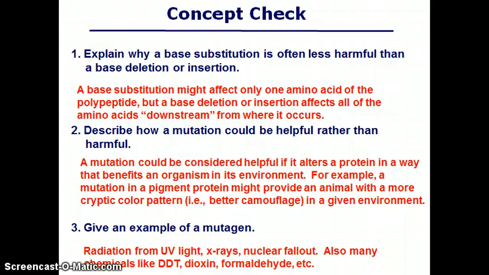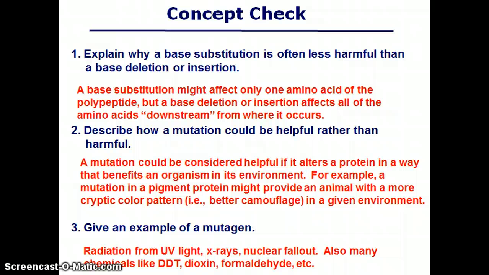Describe how a mutation can be helpful rather than harmful. A mutation could be helpful if it alters the protein in a way that benefits the organism and its environment. So you could have a mutation that provides an animal with different pigmentation that has better camouflage, and this mutation would probably continue on because if you have better camouflage, you're less likely to be prey. Your offspring will have a higher chance of survival, so that could be a helpful mutation.